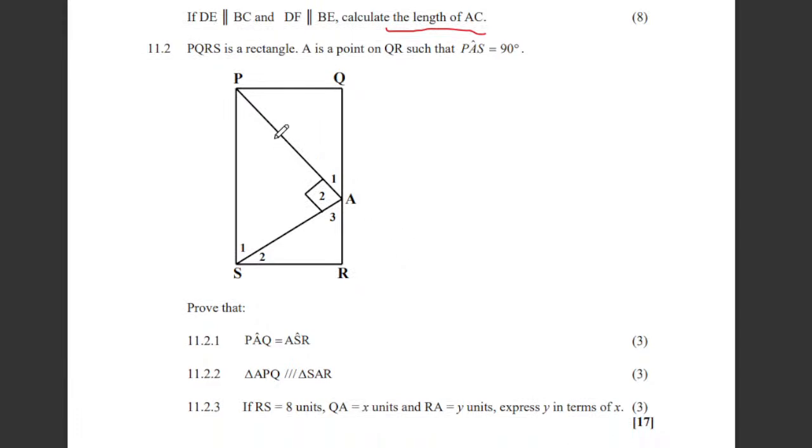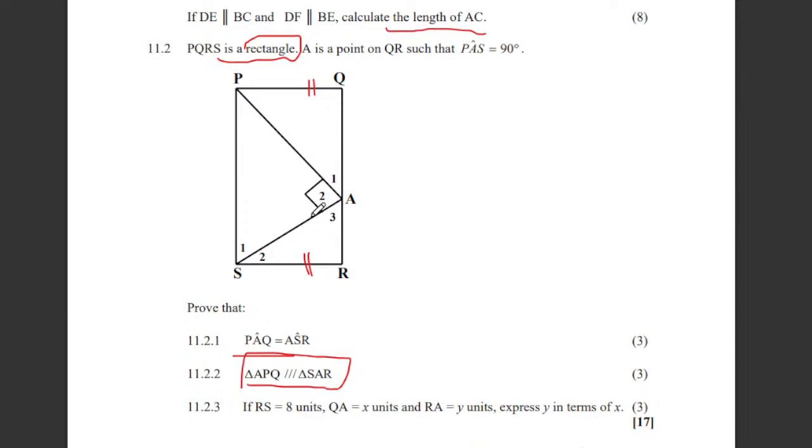Same story with 11.2. Okay, they gave us PAS is a 90. Okay, and they told us it's a rectangle. We need to know the properties of a rectangle in this case. Okay, so PAQ is what they need. Can you prove that PAQ is the same as A is R? Prove. Remember, with the rectangle, this side is equal to that side, and all of that side is equal. So use the information that is given to just prove that. Then can you prove that this triangle is similar to that?